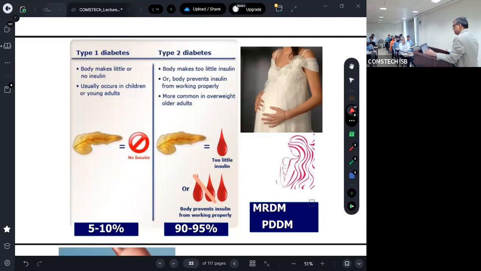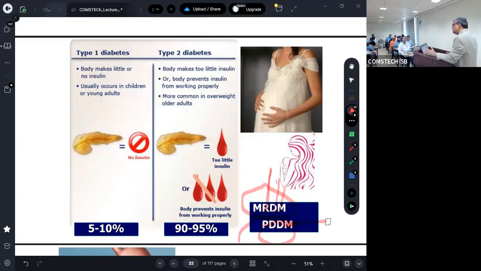Number 1 is insulin dependent diabetes mellitus. Number 2 is non-insulin dependent diabetes mellitus. There is another type, we call it MRDM, malnutrition related diabetes mellitus. One subgroup is PDDM, protein deficient diabetes mellitus.